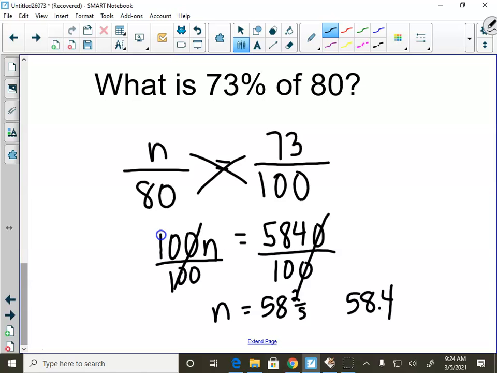So, all right, I hope this helped you to figure out how to solve percent problems using a proportion.